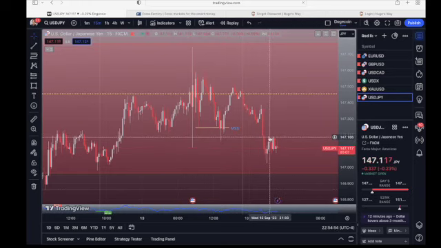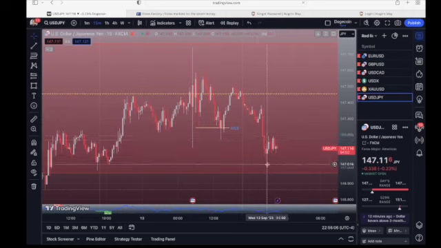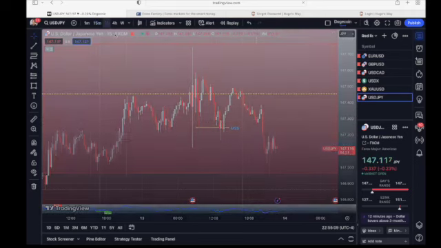I plan on swinging this trade, so I'm gonna show you guys where I plan on swinging it to. But if you're trying to snipe this thing, I think this mitigation block right here would be a nice area. And then on top of that, let me go back.